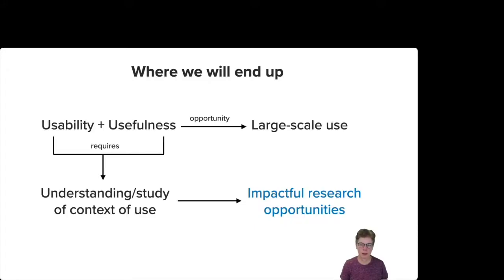Here is where I want to end up in this talk. I want to show you that an attention to usability and usefulness of software tools requires gaining an understanding through studying the context of use of these tools. Such study can lead to its own impactful research results. And when we get the usability and usefulness of tools right, it provides an opportunity, not necessarily an eventuality, for the tools to be used at scale.